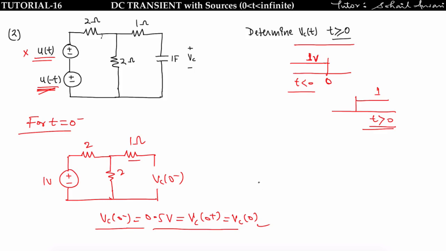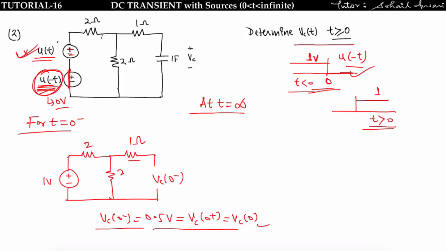Now we have to find Vc of infinity in order to find the Vc of t. Now we will make the circuit at t equal to infinity. At t equal to infinity, that is for t greater than 0, this u(-t) will have a value of 0 volt. See, u(-t) for t greater than 0 is 0 volt, so it will be short circuited and only u(t) will be activated. And at t equal to infinity, the capacitor is fully charged, so we can replace this capacitor by an open circuit because it is at a steady state.